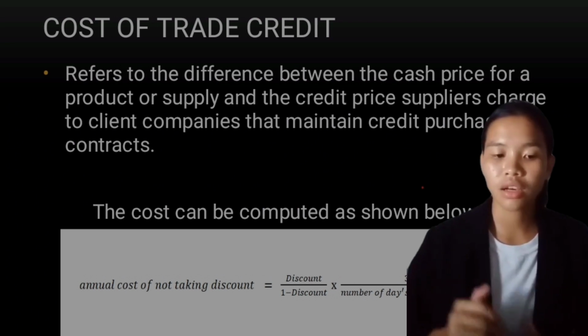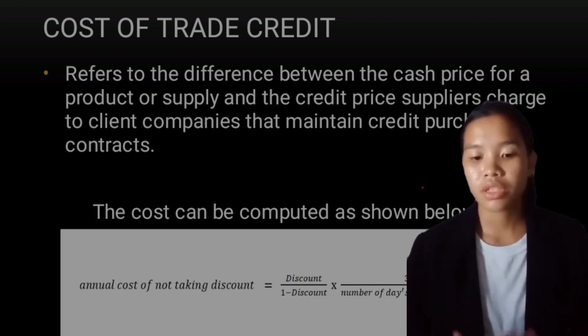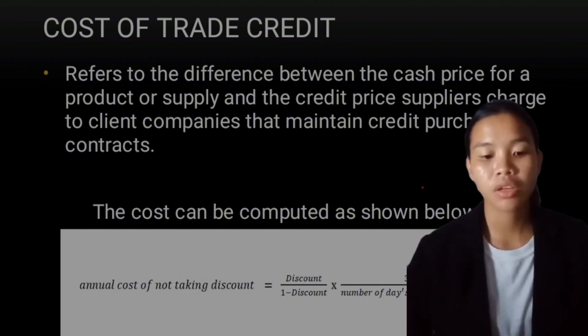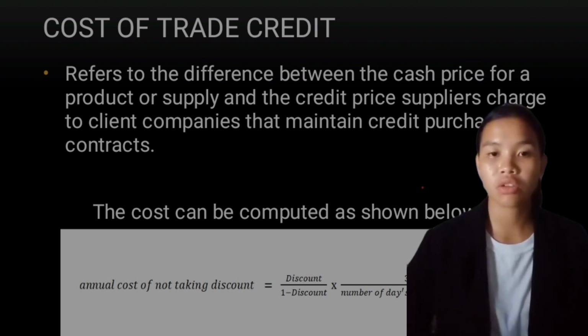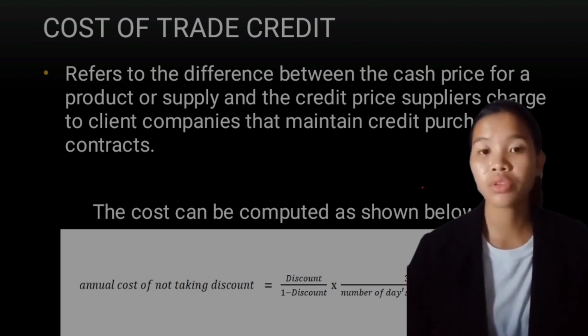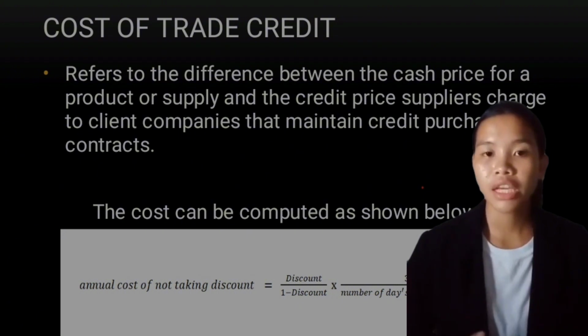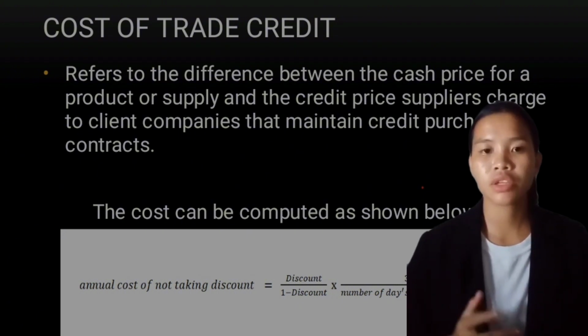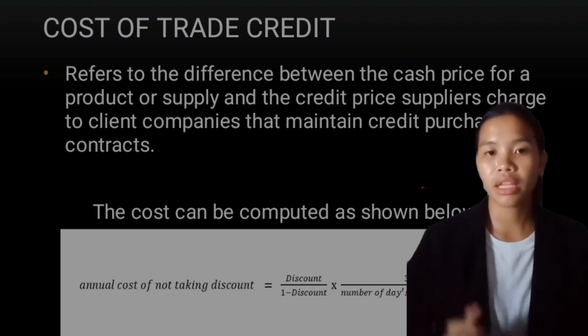And also we had the cost of trade credit. So it refers to the difference between the cash price for a product or supplies and the credit price suppliers charge to client companies that maintain credit purchase contracts. So it also refers to the expensive charge to the borrower in a credit agreement. This may include the interest, commission, taxes, fees, and any other charges issued by the lender.